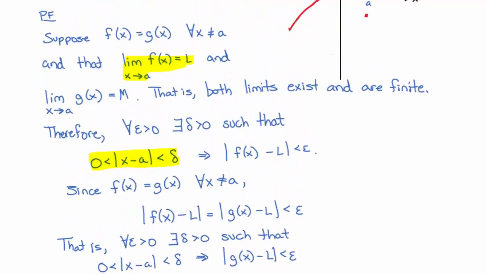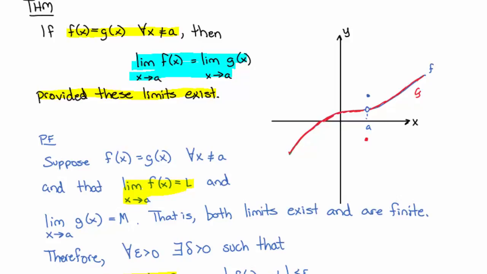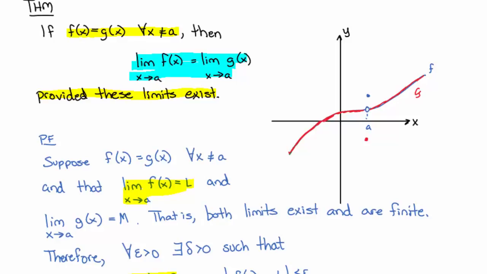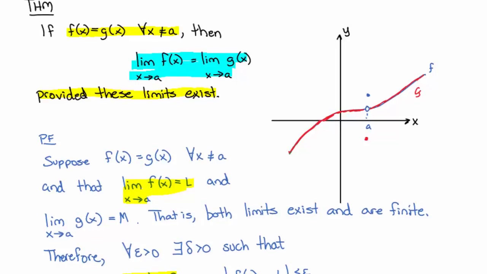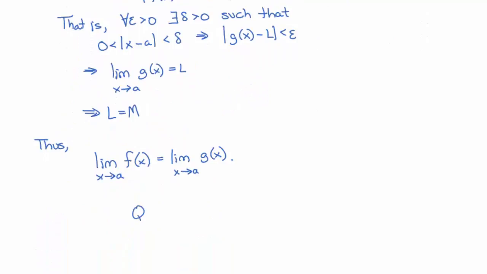Remember, we wanted to claim everything in yellow here, that f and g were the same for all x not equal to a, provided these limits exist. And we wanted to prove that the limits were the same, in blue there, and that is our last sentence down here. So this is the end of the proof, QED.